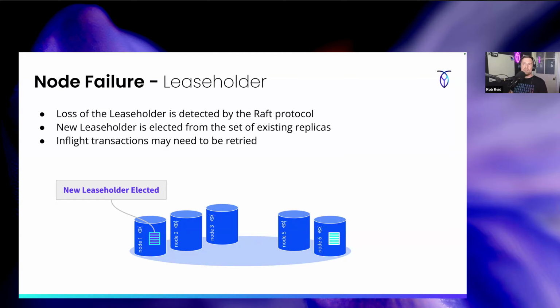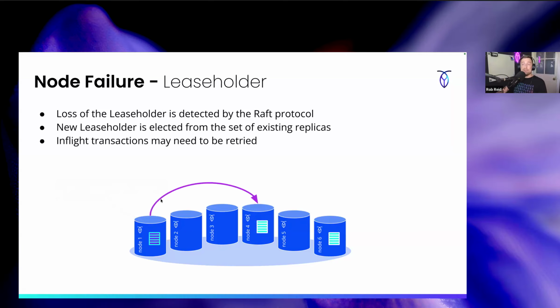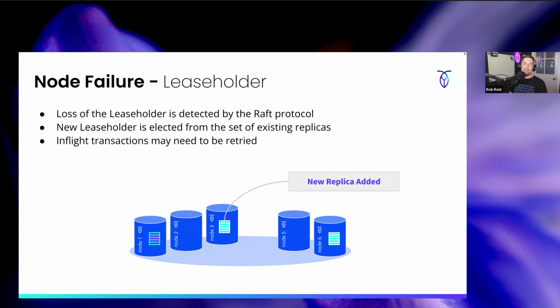A leaseholder is just the thing that controls reads and writes to a specific portion of data. So we've nominated this new leaseholder. Everything carries on. If that old leaseholder comes back online within the 5-minute window, the new leaseholder will say, here's everything you missed since you've been down. And again, if it doesn't, we'll start a new replica on one of the nodes.